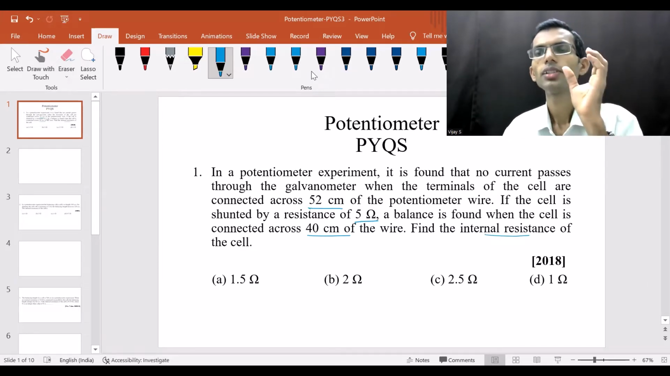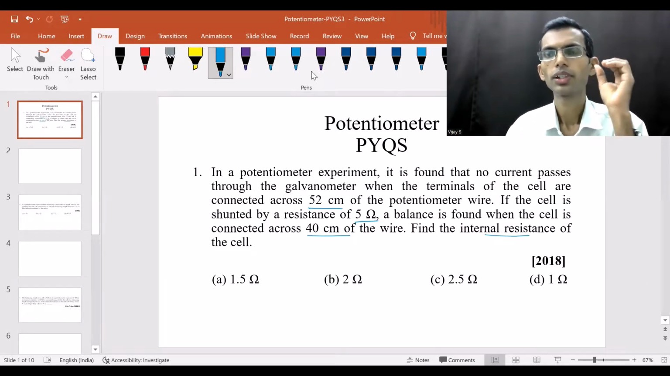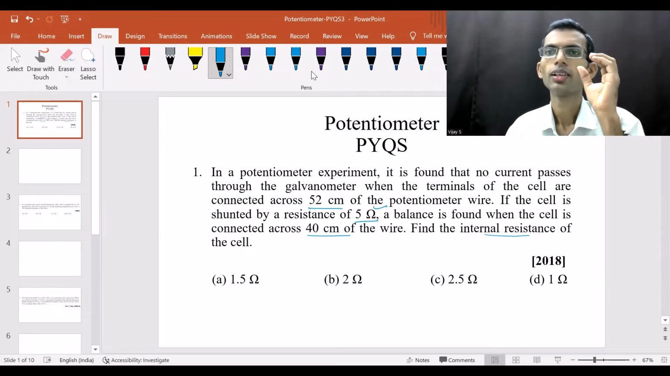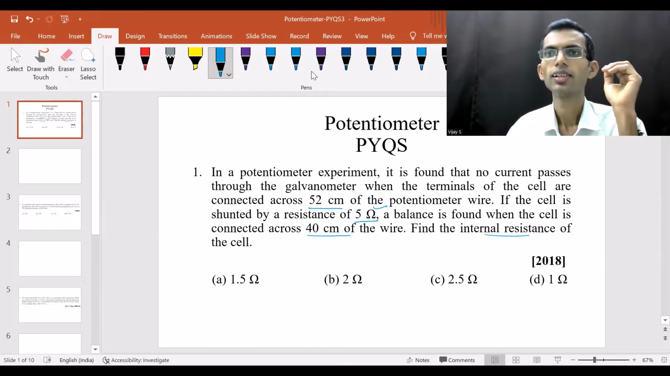Right. That means he gave the balance length for the cell case as 52 centimeters. He gave the balance length for the shunted cell case as 40 centimeters. He gave the shunt resistance value as 5 ohm. Right. He is asking us to find the internal resistance of the cell.